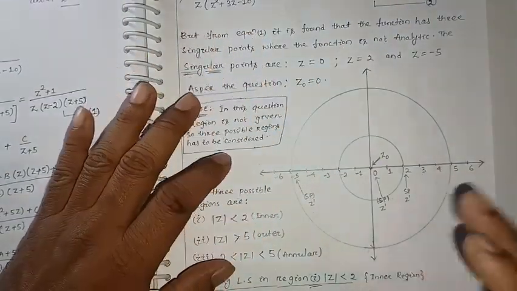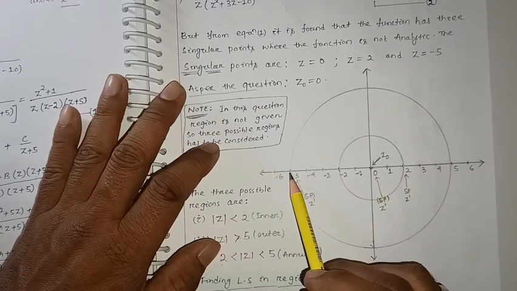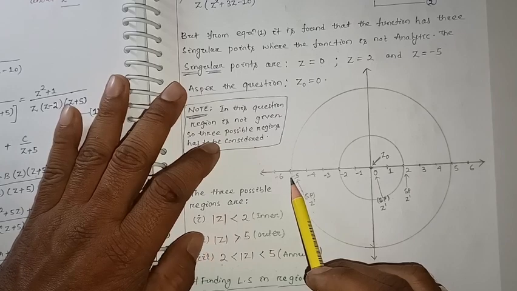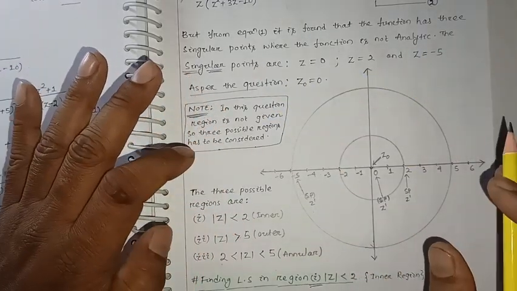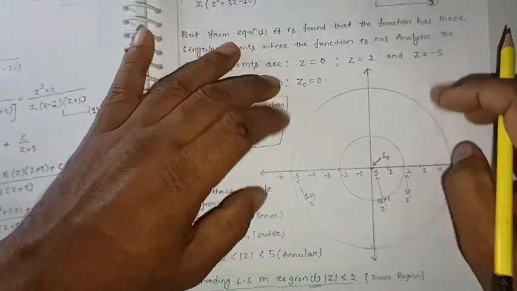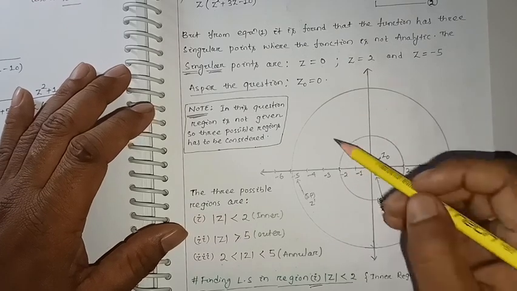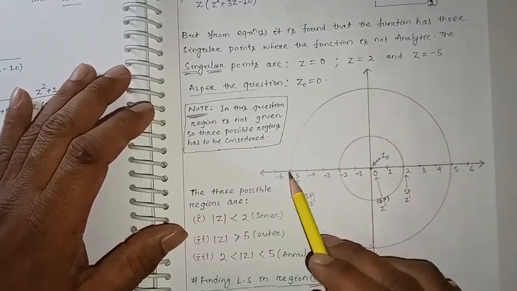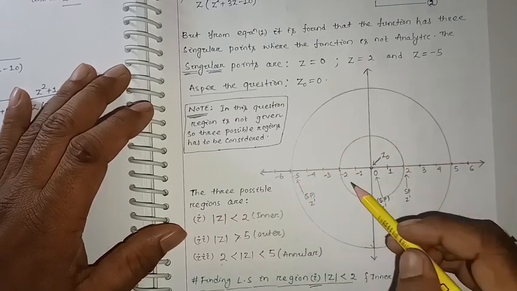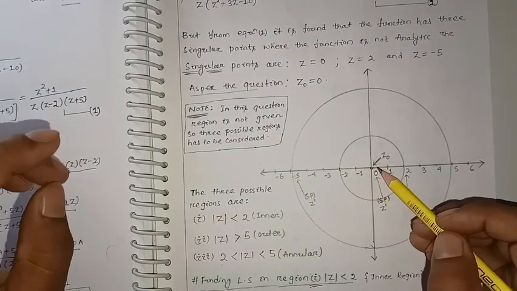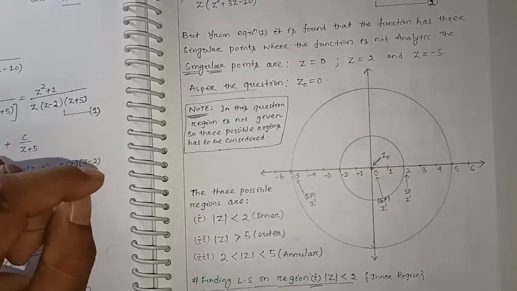If we are not going to consider these singular points 0, 2 and -5, that means the function is analytic on the outer side. So we have to consider three regions: outer region, inner region, because inside this region the function is analytic. Inside this annular region, except these three singular points, the function is also analytic. Inside this region, except this 0, it is also analytic, right?